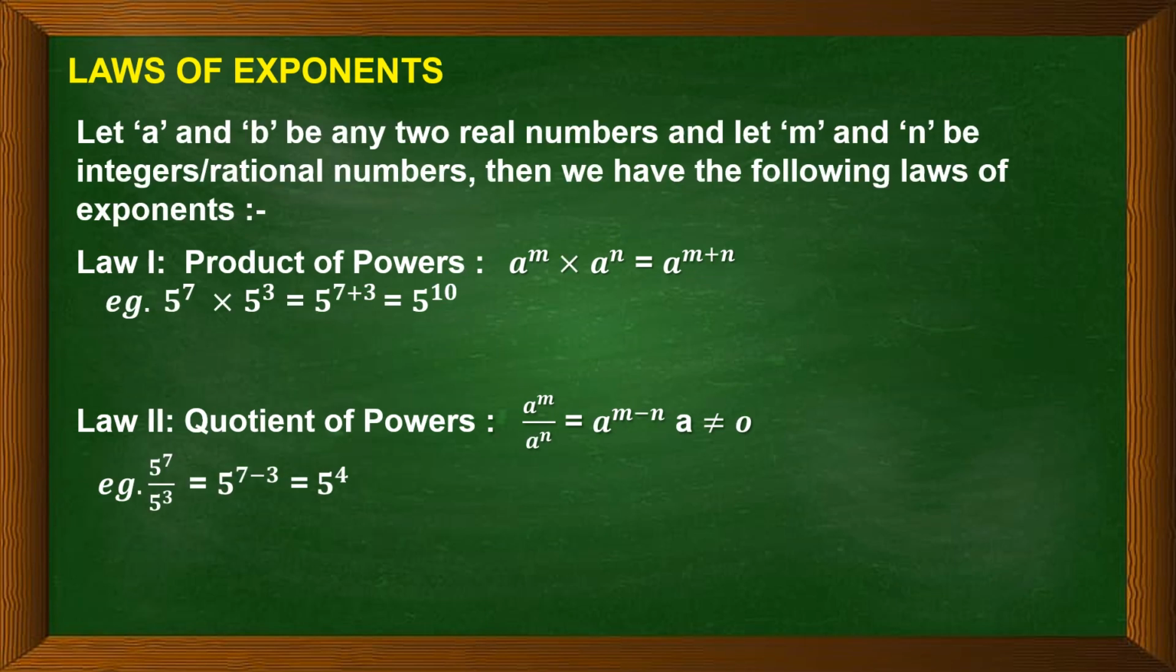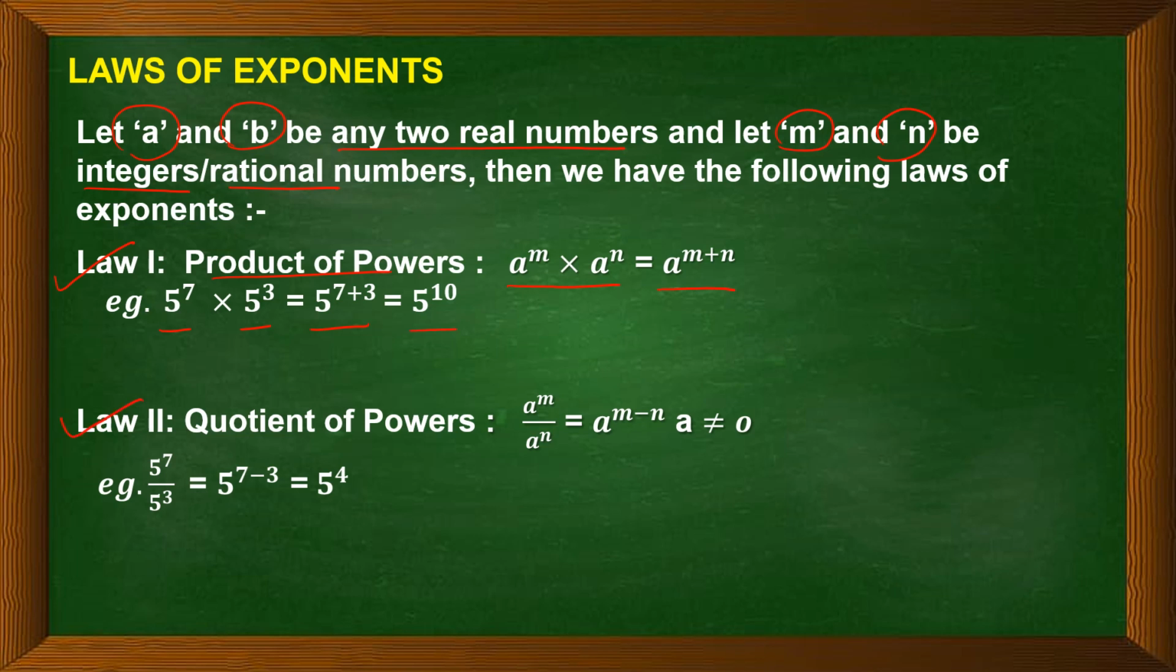Now according to laws of exponent, if we have any two real numbers, let's say a and b are the two real numbers, and let m and n be the integers or any rational numbers, then we have the following laws of exponents. Law 1 says product of powers. That means a raised to power m into a raised to power n is equal to a raised to power m plus n. For example, 5 raised to power 7 into 5 raised to power 3 is equal to 5 raised to power 7 plus 3. We will add the powers, which is equal to 5 raised to power 10.